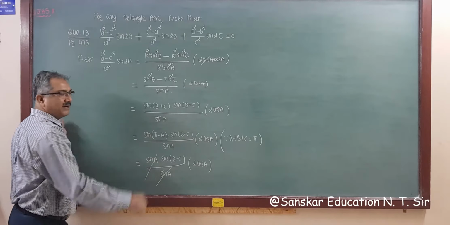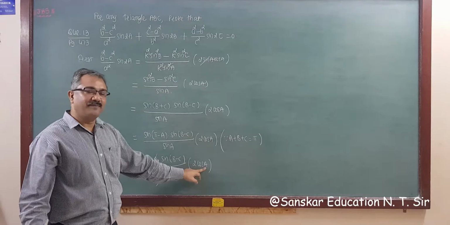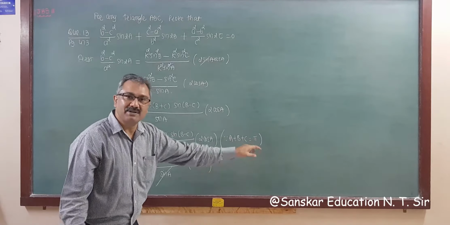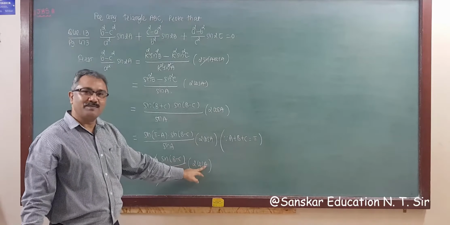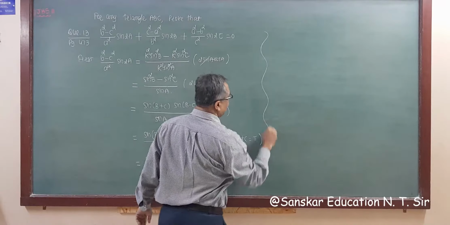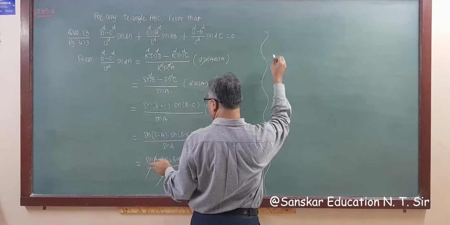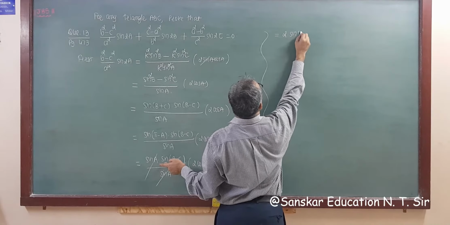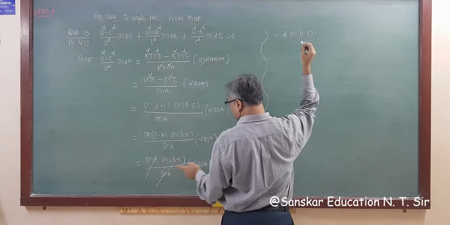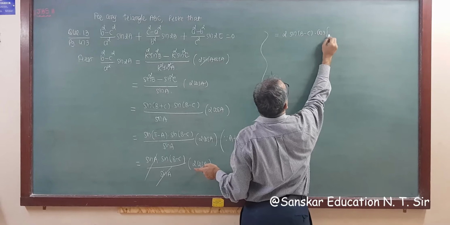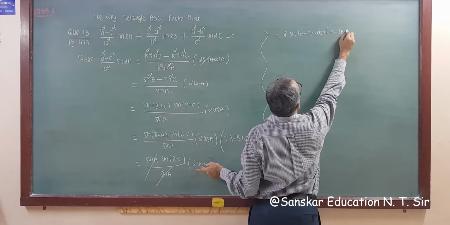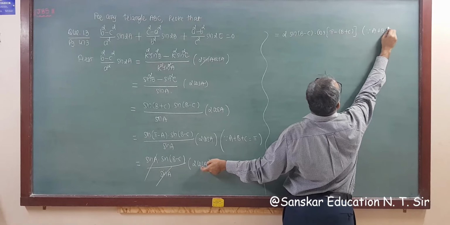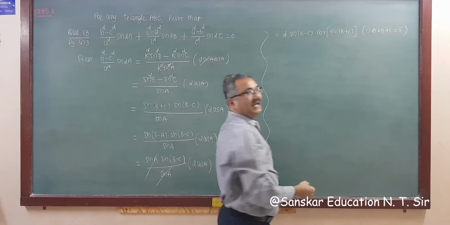This sine a will be cut. This is sine b minus c, so b must have b plus c. So what is a? Pi minus b plus c. Now we got it. B minus c, we want b plus c here. So this will be, I am writing 2 first, then sine b minus c, and then cos, and instead of a, I am writing pi minus b plus c, right? Because a plus b plus c is equal to pi, as we discussed.